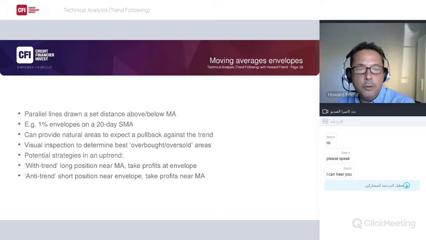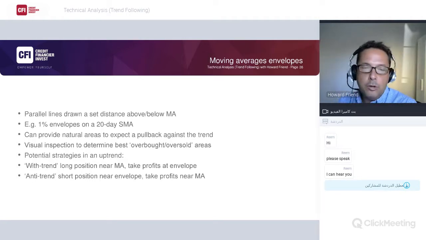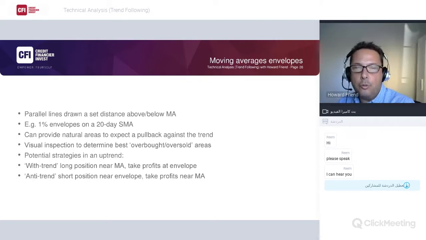So next thing to do is to think about what could be the strategies to use in an uptrend. So if you are a with-trend trader, we're looking to buy into the market. So what we're trying to do with the envelope is to buy on a pullback towards the moving average, and then to take profits towards the top of the envelope in an uptrend. So if you're in a downtrend, we're waiting to sell at the moving average or near the moving average, and to take profits around the lower envelope within the whole pattern.